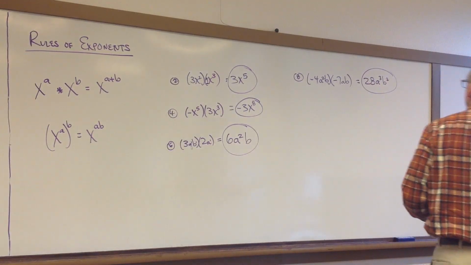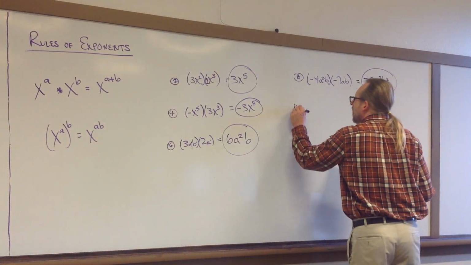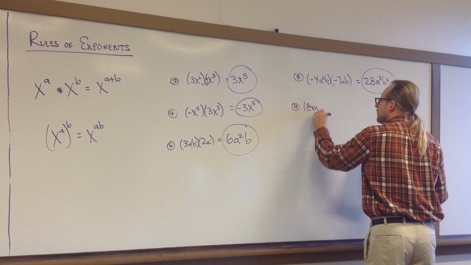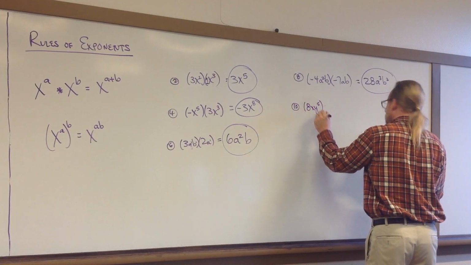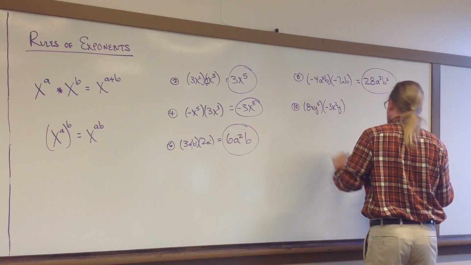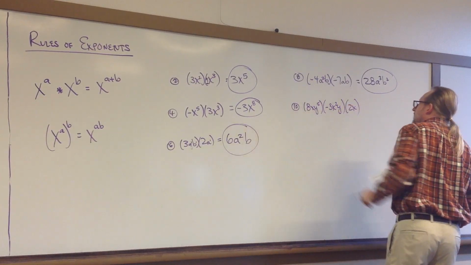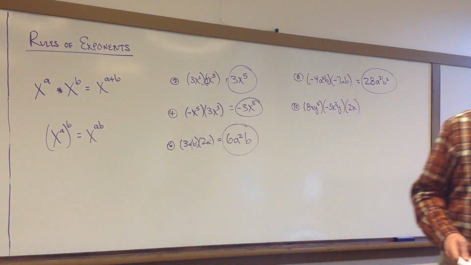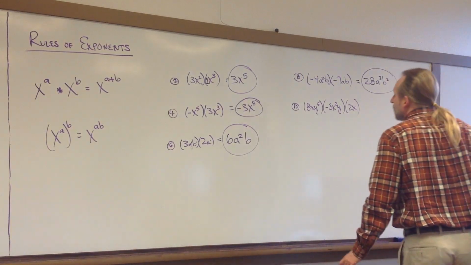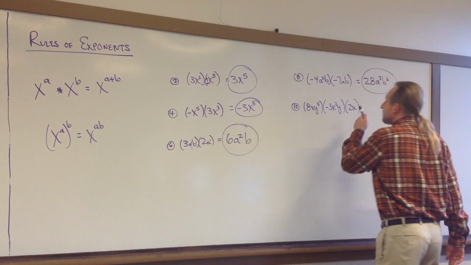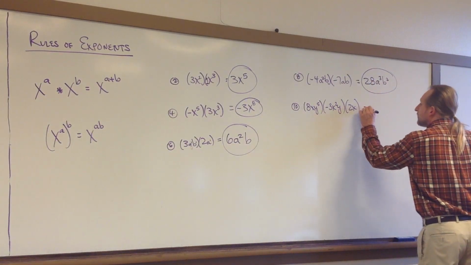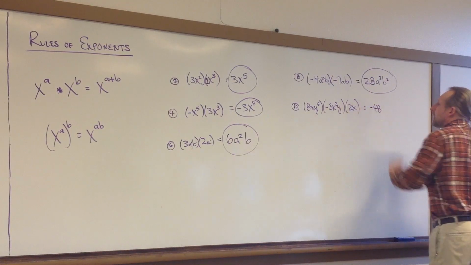Okay, problem 10. Let's see here. 8xy to the fifth, negative 3x squared y, and then 2x. All right, so same process here, right? Still things are a little bit complicated here. So let's multiply 8 times negative 3 times 2. Looks like that should give us negative 48.